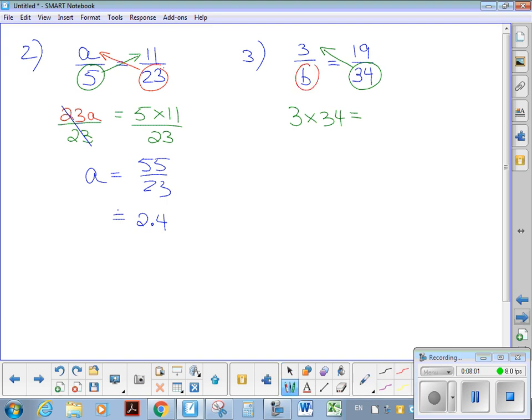Cross multiply on the other side. 19 and B. So the number and letter just get written side by side. Divide both sides by the number in front of B. 19 divided by 19. When we do that, 19 divided by 19 is 1. It cancels out, so all you have is a B. And on this side, using your calculator, 3 times 34 is 102 over 19. So we end up with 5.4 equals B. So it does not matter where the variable is located.